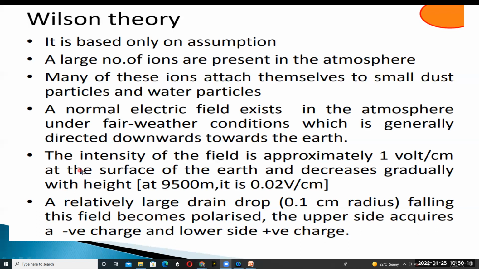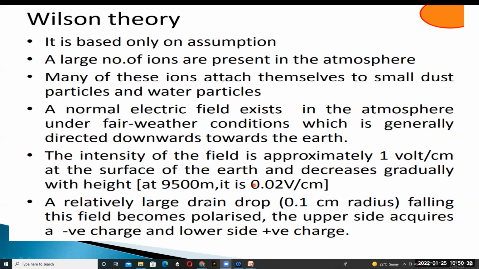Understood? The intensity of the field is approximately 1 volt per centimeter at the surface of the earth, and it decreases gradually with height. At 9,500 meters it is 0.02 volts per centimeter, according to the Wilson theory.